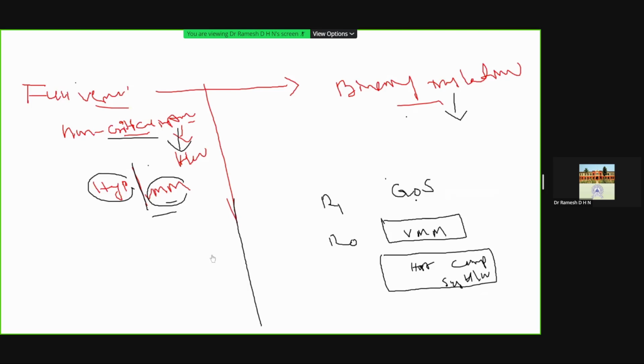Ring 1 becomes the guest operating system as usual. So now ring 2 is still empty. This is given as an empty slot for other applications, I believe. And ring 3 is only for user applications. Okay, see now, as usual.